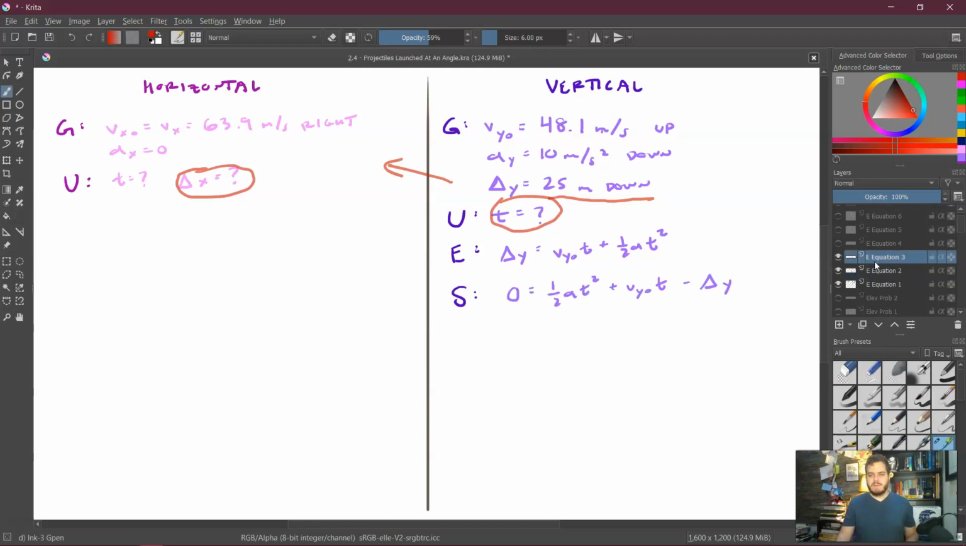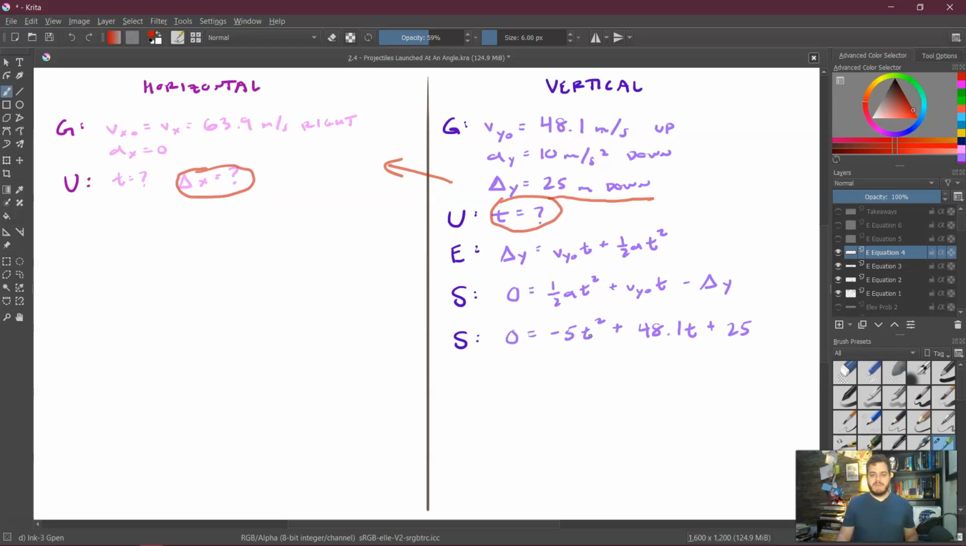Well, I'm going to move it to the other side, and I went ahead and rearranged this a little bit because I'm trying to find t, and what you will notice is I can't get rid of the squared anymore. We're going to have to go down a little bit of a trickier path, because if I stick in my numbers, I have negative 5t squared, that's 1/2 times negative 10, plus 48.1t, plus 25. This is crucial, because it was down. I went ahead and said down was negative, up was positive. That means since it's minus delta y, this will be plus 25.